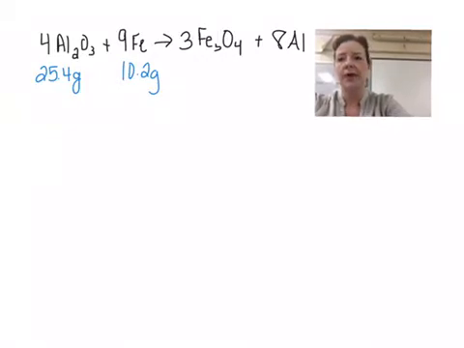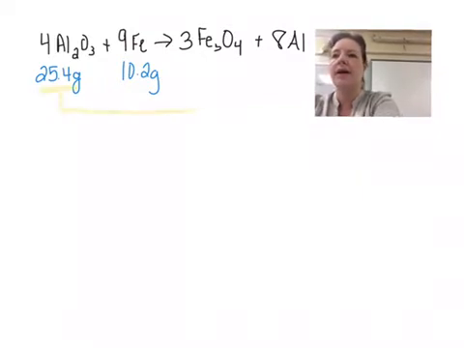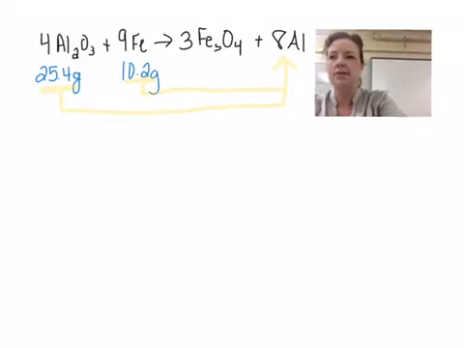So we're going to have to take both of our reactants and find out how much product is made. And the next question on there asks us to determine the amount of aluminum. So in order to kill two birds with one stone, for my first question, I'm going to find out how much aluminum is made from this much aluminum oxide. And then I'm going to use this many grams of iron and see how much aluminum is made. And whichever one is less is going to be my limiting reactant.